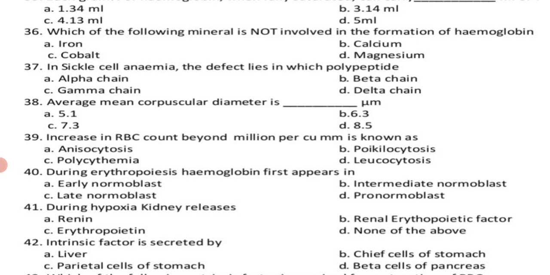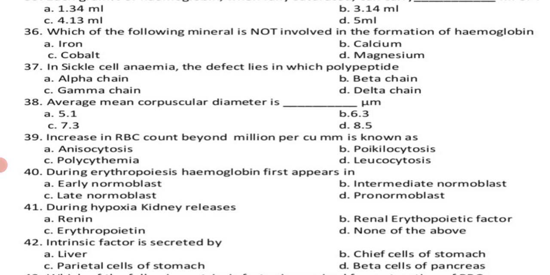Leukopenia, decreased level of leukocytes in the blood. So polycythemia is the correct answer for question number 39. Question number 40. During erythropoiesis, hemoglobin first appears in.